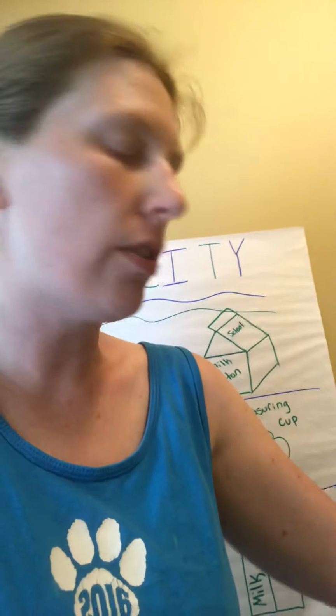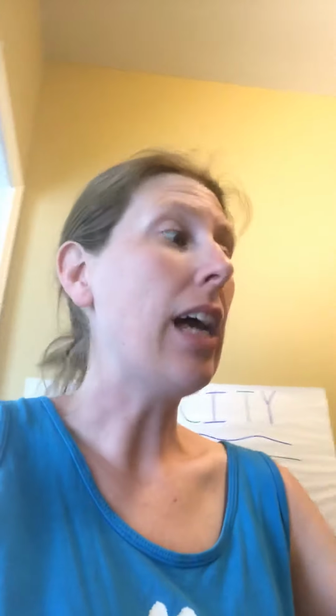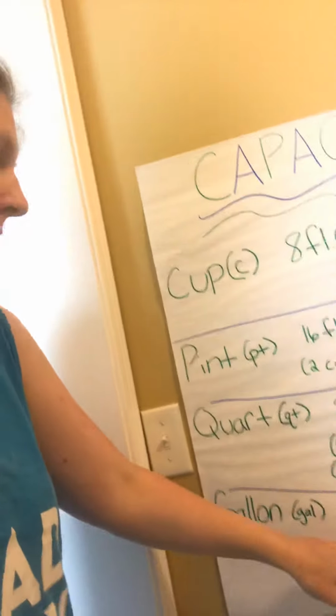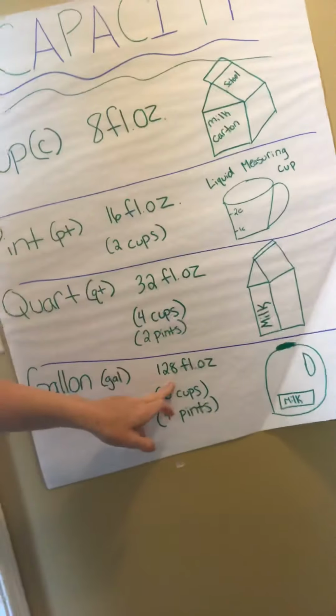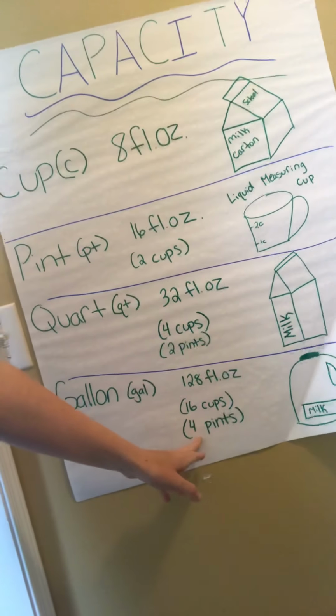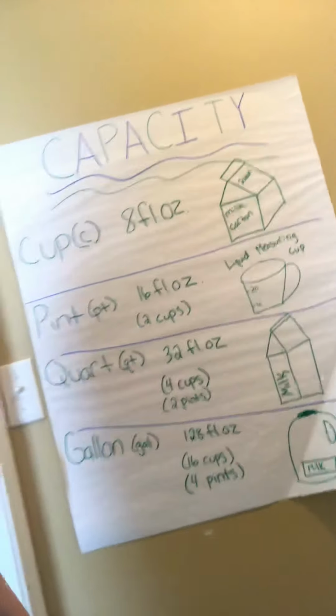And the last unit of measurement that we have is a gallon. This is probably one that you're the most familiar with, especially if you guys are drinking milk at home. A gallon, here's a gallon of milk, okay? Gallon's the biggest. A gallon is 128 fluid ounces, so it's 16 cups or 4 pints. Again, you don't have to know this, but this is just something that is helpful.